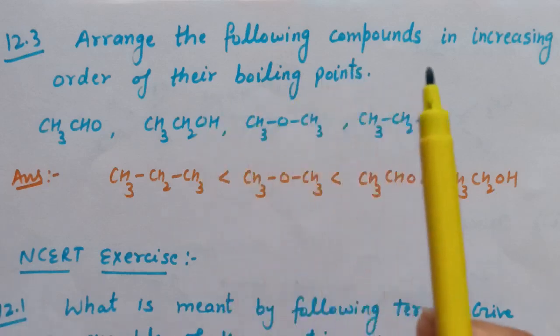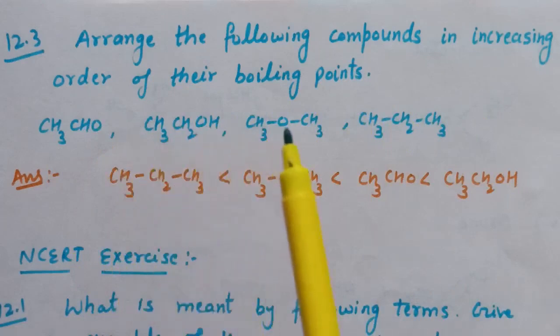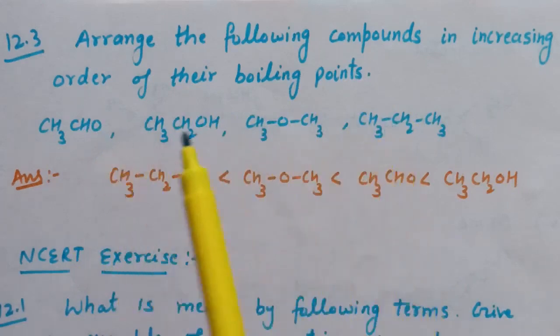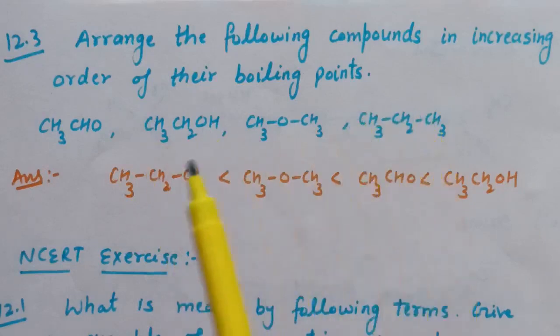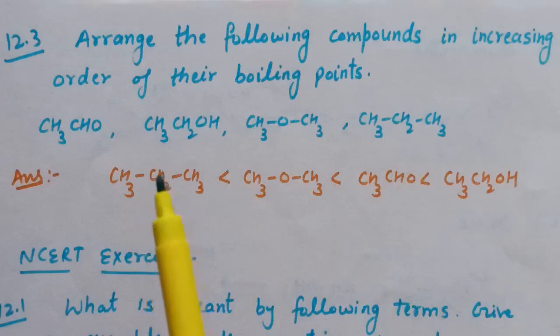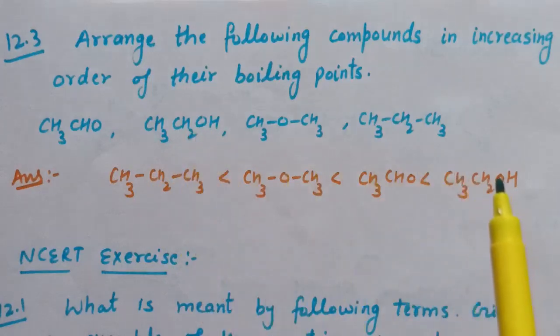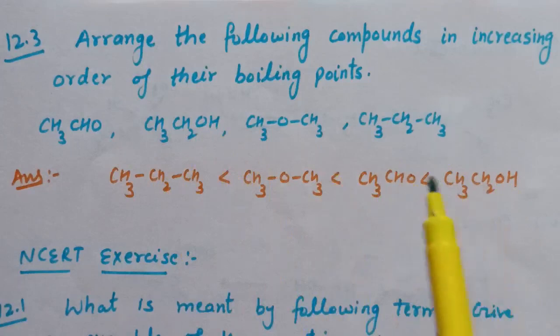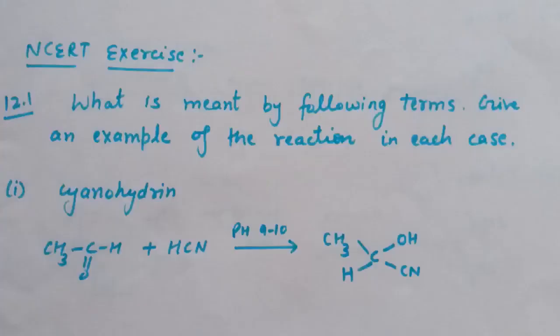Arrange the following compounds in increasing order of their boiling points: aldehyde, alcohol, ether and hydrocarbon. Four compounds are given. Among these four compounds, the hydrocarbon has the least boiling point because only weak van der Waals forces are present between hydrocarbon molecules, whereas the boiling point of alcohol is highest because intermolecular hydrogen bonding is present between alcohol molecules. So this is the increasing order of boiling point among these four compounds.